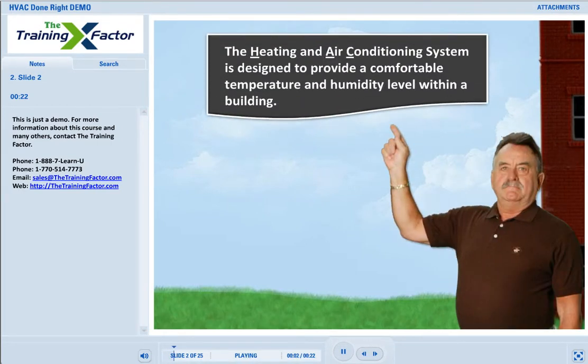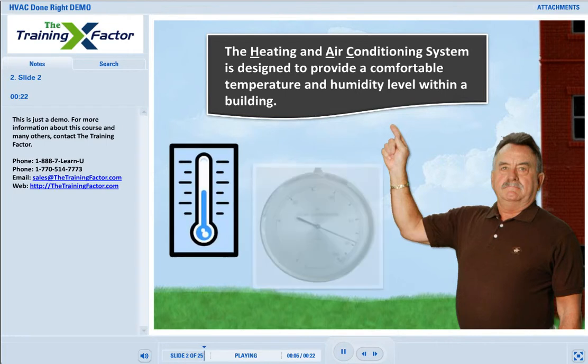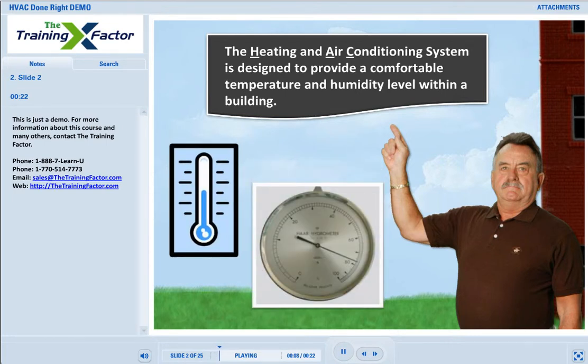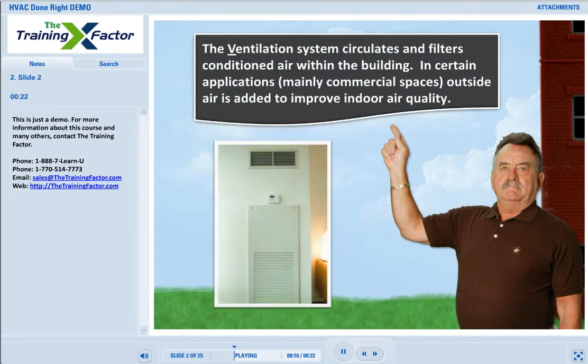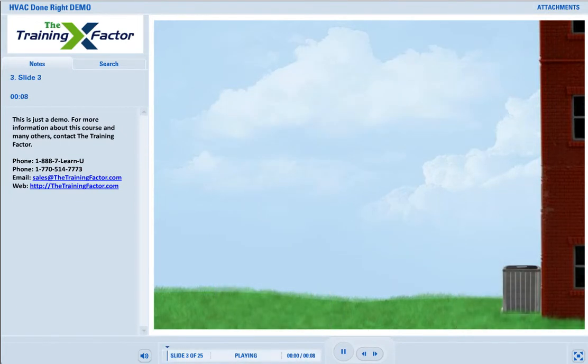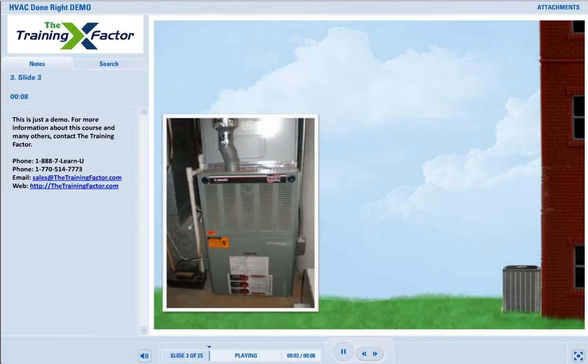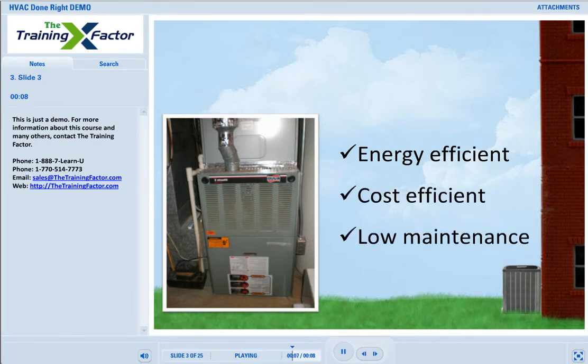A heating and air conditioning system is designed to provide a comfortable temperature and humidity level within a building. The ventilation system circulates and filters conditioned air within the building. In certain applications, mainly commercial spaces, outside air is added to improve indoor air quality. The ideal HVAC system is energy efficient, cost efficient, and low maintenance.